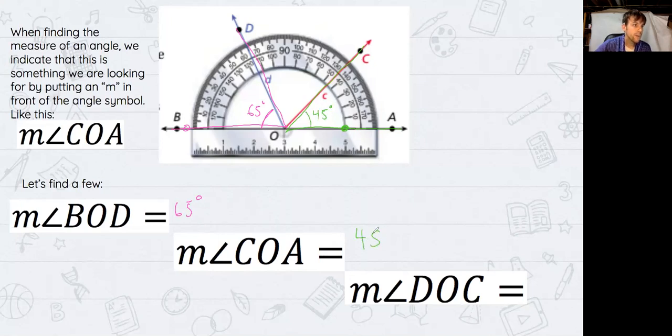So those ones are pretty easy to measure because my scale was lined up nicely. The last one is only slightly trickier just because of the positioning of everything. Since I'm doing angle DOC, that's this one right in here. So I want to figure out how many degrees are in here.